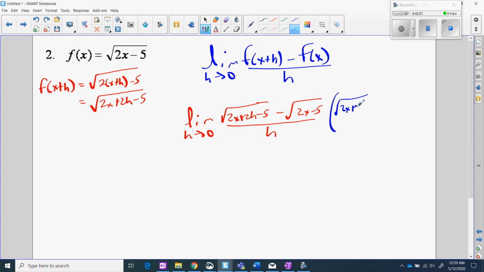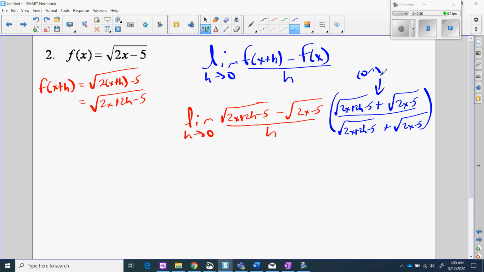2x plus 2h minus 5. So the conjugate, you just switch the sign between the two radicals. That's all that changes. No other sign changes. And then you multiply the bottom by the same thing. 2x plus 2h minus 5 plus square root 2x minus 5. That, we know, is called the conjugate. And what we're doing is called rationalizing.